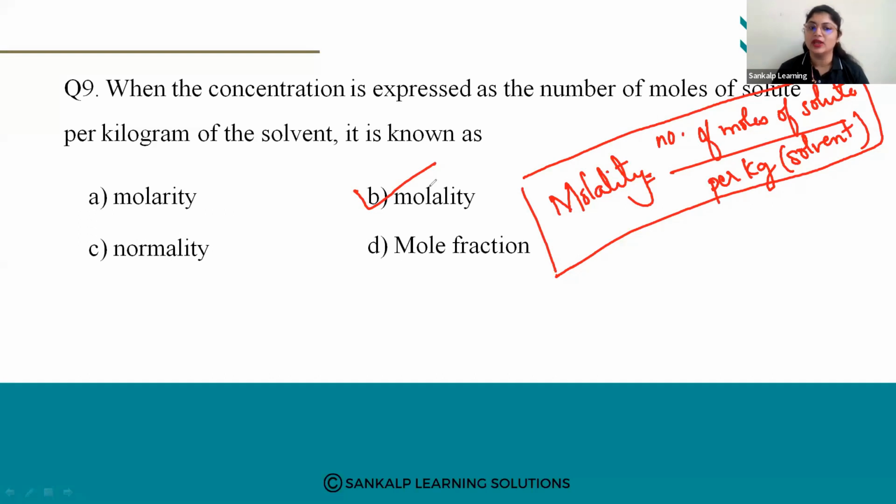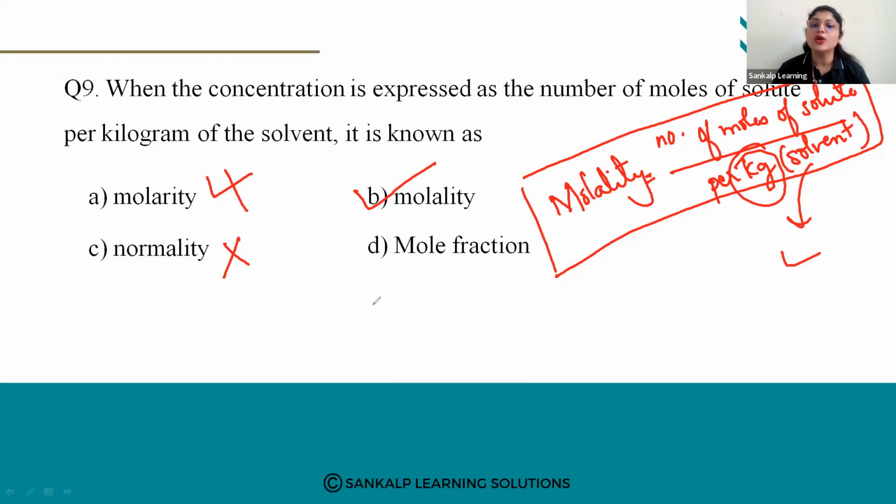So it is B. What is molarity? Molarity is the number of moles of solute divided by the total volume of solution in liters. Here it will be liters, not kg. So this is wrong. Normality is what? Normality is gram equivalent weight divided by the volume taken in 1 liter. So this is also wrong. What is mole fraction?